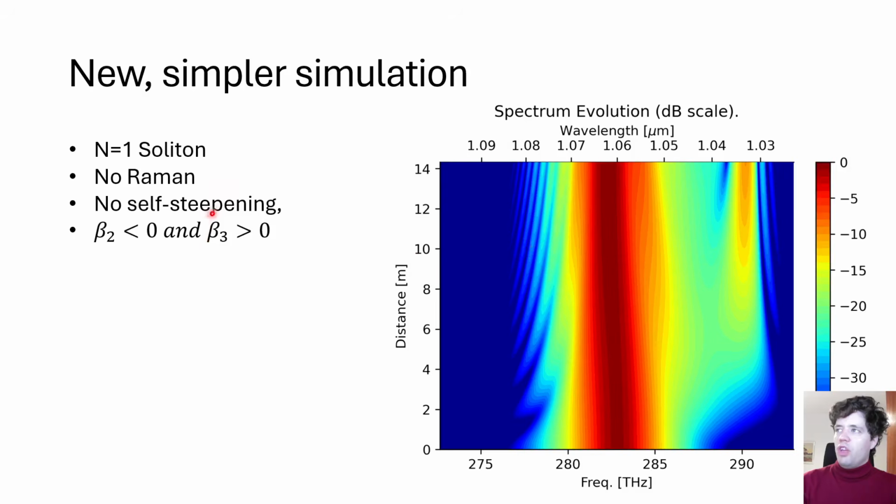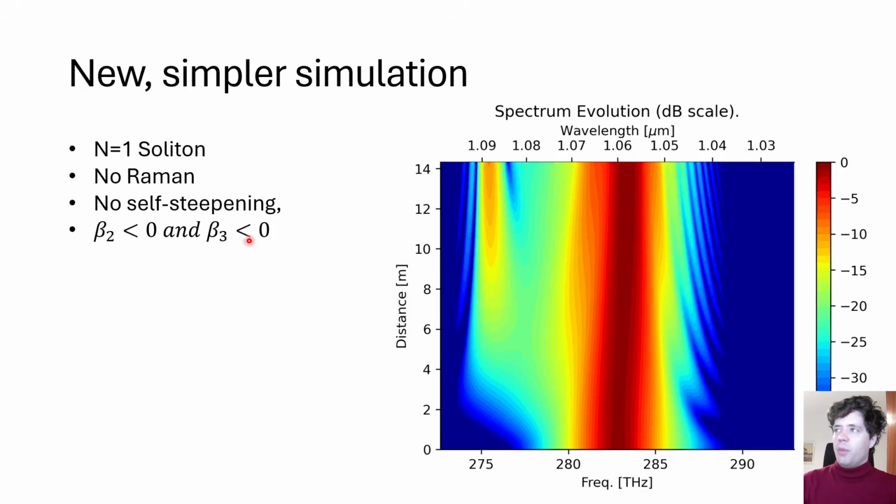But if we change beta 3 so it's not zero anymore but positive, we get this additional light appearing over here at a higher frequency as we saw in the previous video. And if we flip the sign of beta 3, we can see that this same light seems to occur over here at a lower frequency.